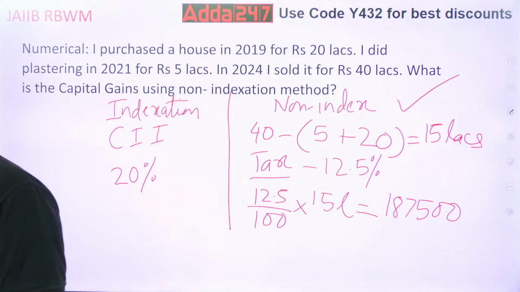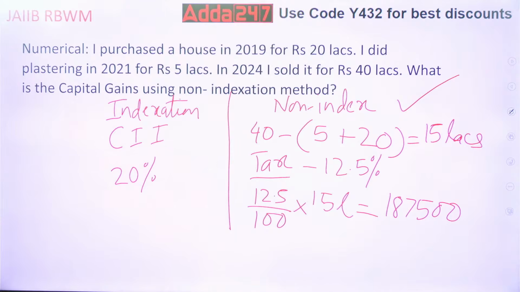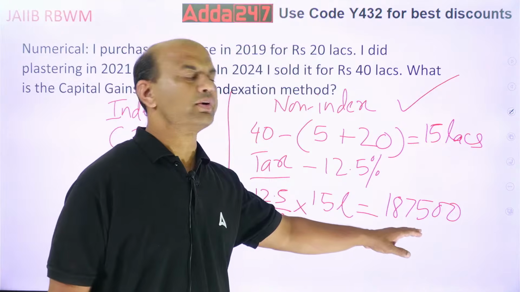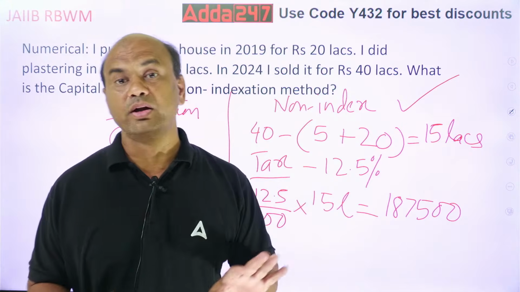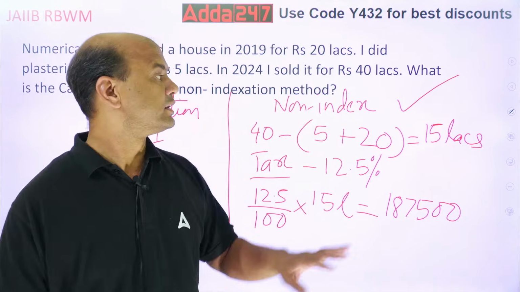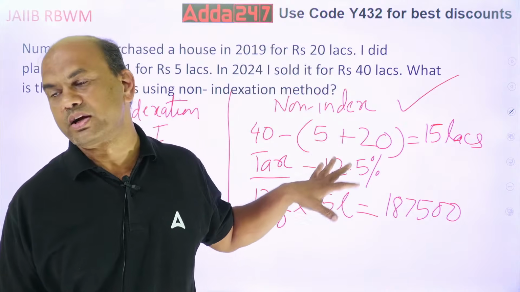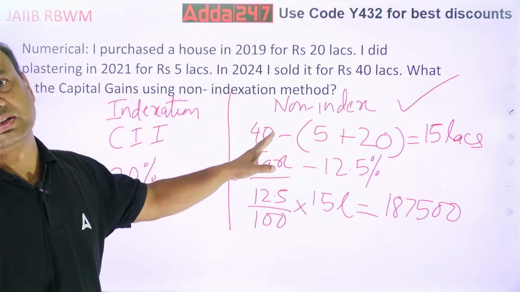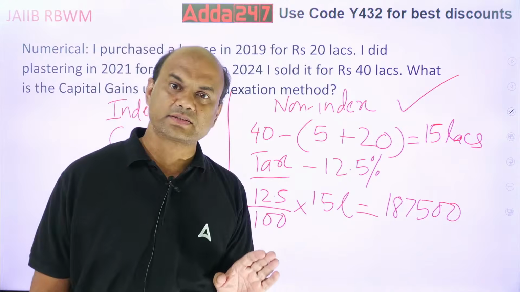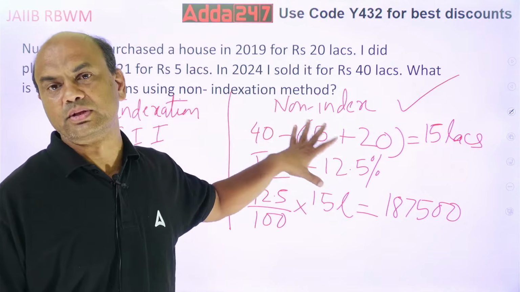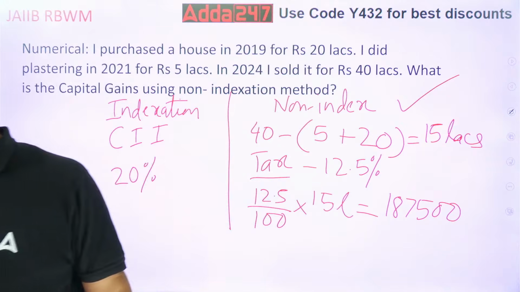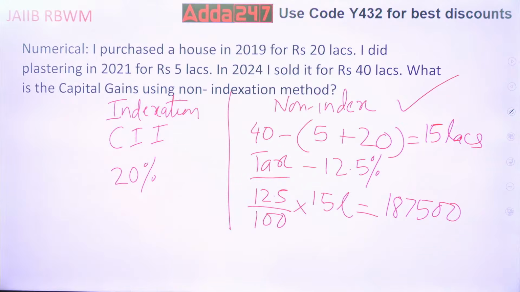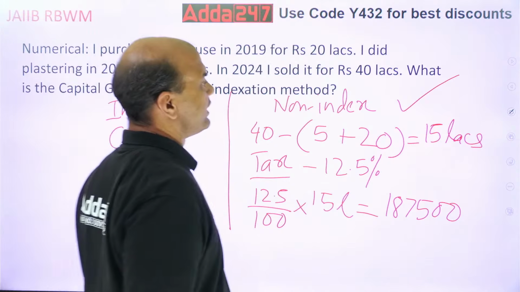Everyone got this? 1,87,500. This is the capital gains tax which you will be paying. Very important numerical, I feel, because now recently government has shifted from this to this. So there are high chances that you will get non-indexation method problems in this time exam. Everyone got it now? Shall I move ahead now?